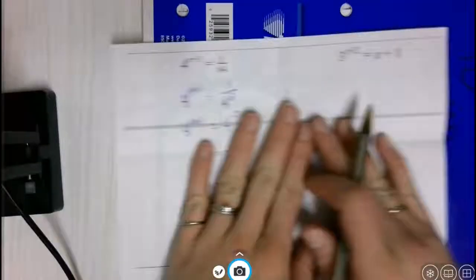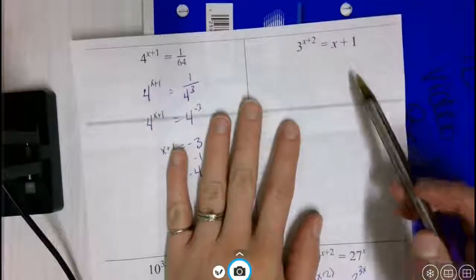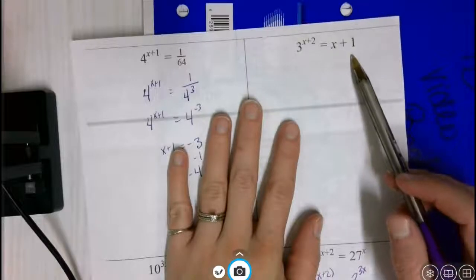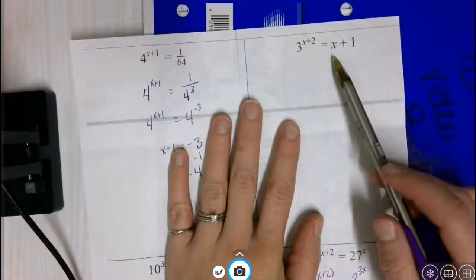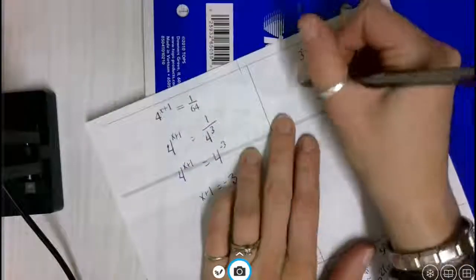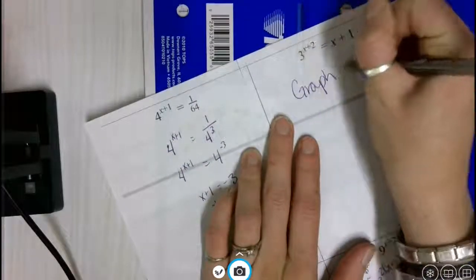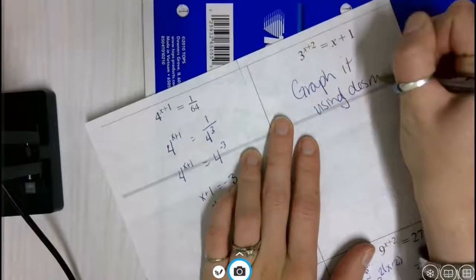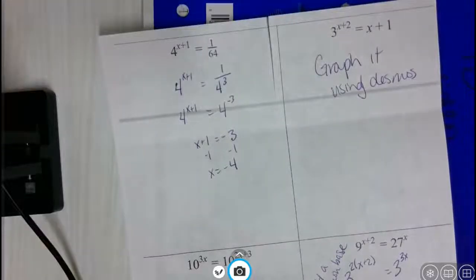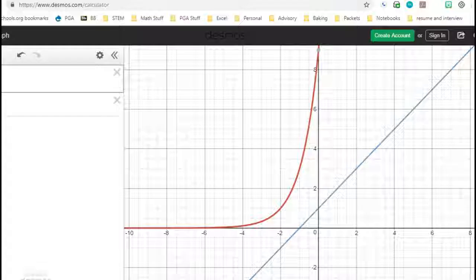So the final thing we're really going to be looking at is an equation sort of like this, where I don't have an exponential equation or an exponential function on one side of the equal sign. So when I have something like this, I'm going to graph it using Desmos. And here's how we're going to graph it. Let me show you real quick on Desmos.